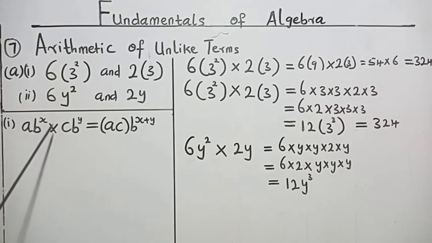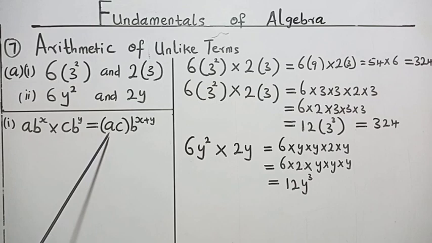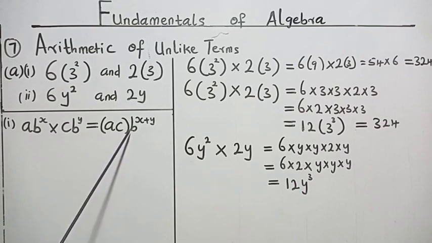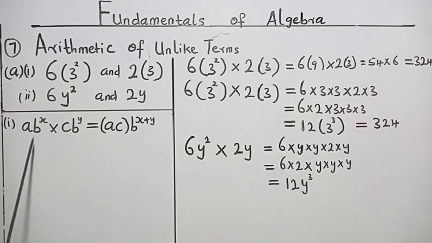aB to the power x times cB to the power y is equal to ac, then in bracket B raised to the power x plus y. You might wonder, what happened here? Does it conform to this law? The answer is yes. Notice carefully that there is a close link between this number operation and this result.